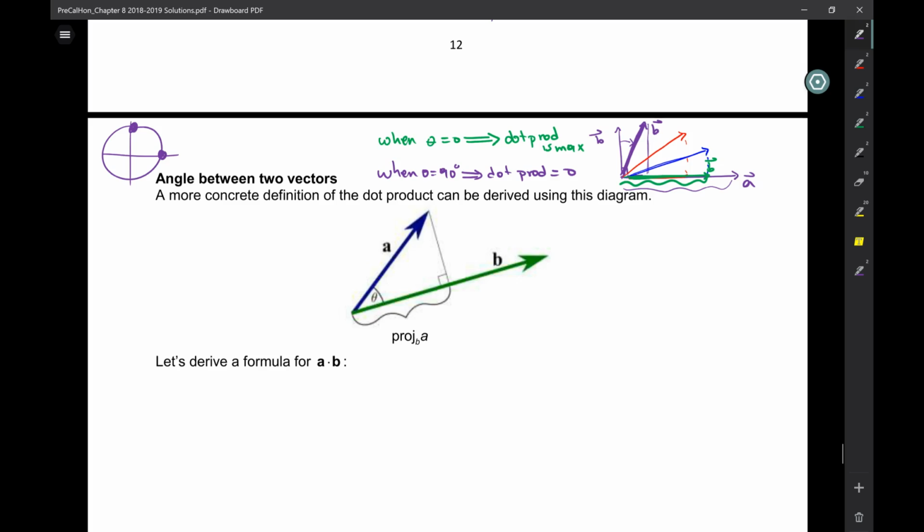Okay, so then, what would happen if it was 180? It'd be the minimum. Would it be the minimum? Yeah.